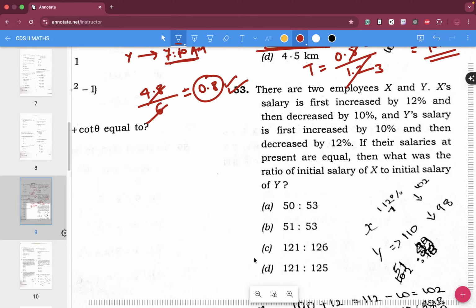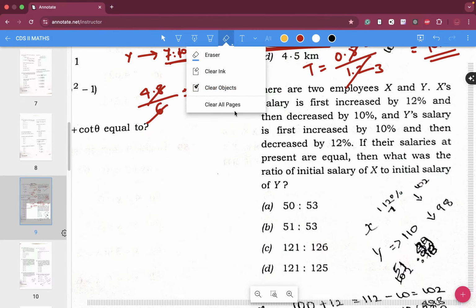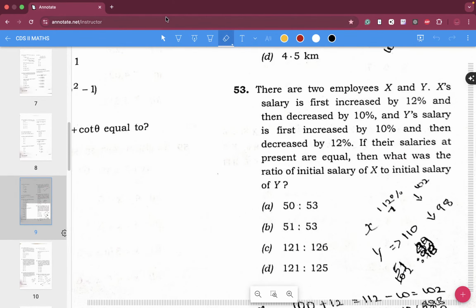Okay. So let's get cracking with that. There are two employees X and Y. X's salary is first increased by 12%, and then it decreases by 10%, right? So in the beginning X's salary is X. First it increases by 12%, means now the salary will be X into 1.12, right? And then it decreases by 10%, which means a multiplying factor of 0.9 over here.